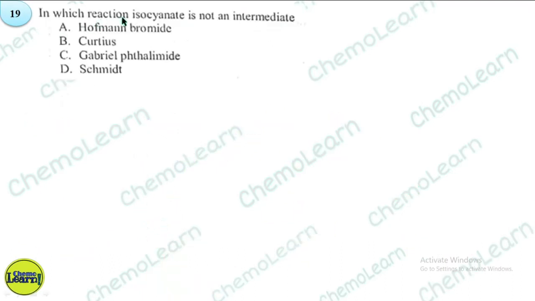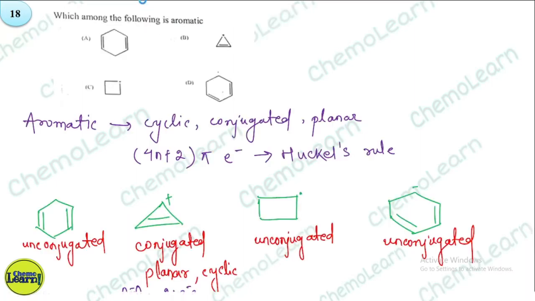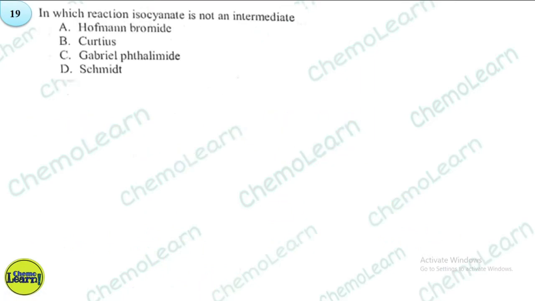And which reaction, isocyanate is not an intermediate? Hofmann bromamide, Curtius, Gabriel phthalimide, or Schmidt reaction. Here we have to draw the mechanism of all these four reactions, and we'll find out whether it is forming isocyanate or not.